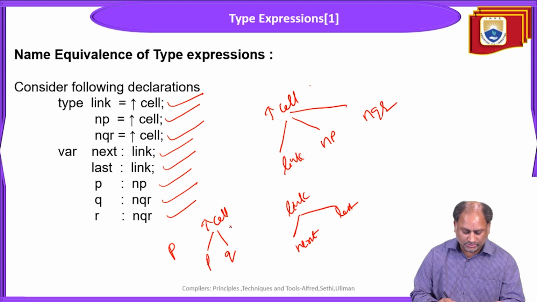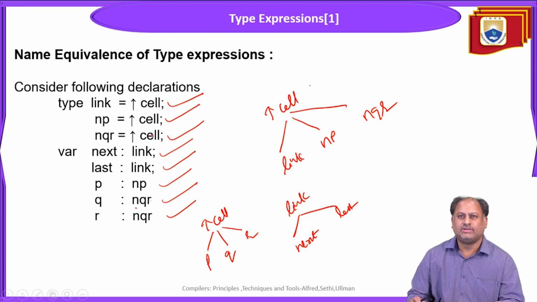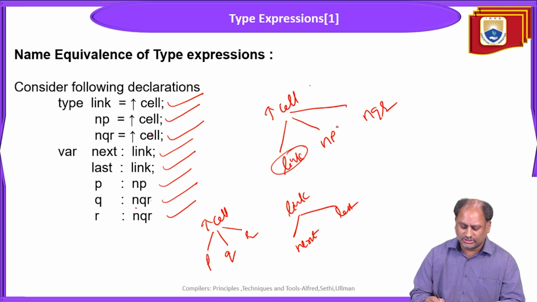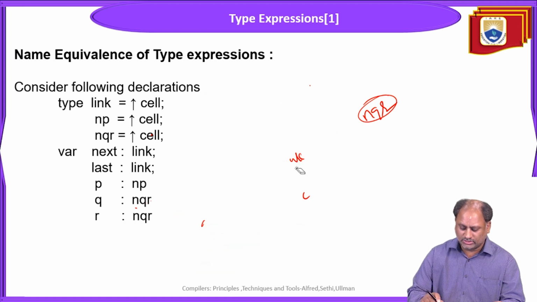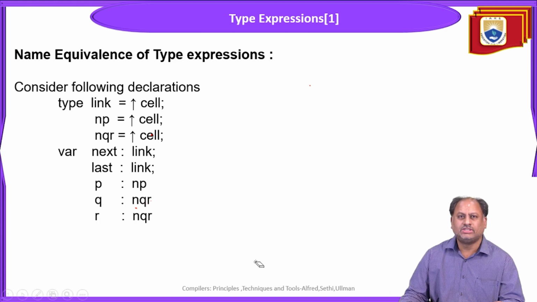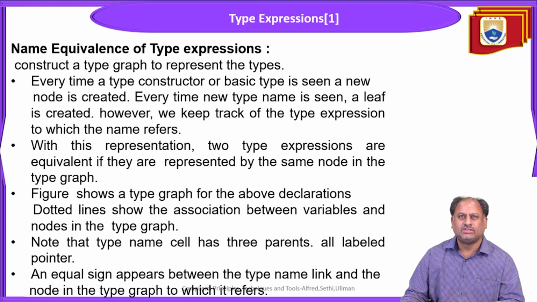NQR, that is QR, that is also a pointer to cell. So what is here? NQR, it is a pointer to cell. That's why we can organize a tree expression structure, whether this belongs to the same name, that means type expression, this is equivalent or not. So let us see what the variables are which belong to name equivalence, structural equivalence.